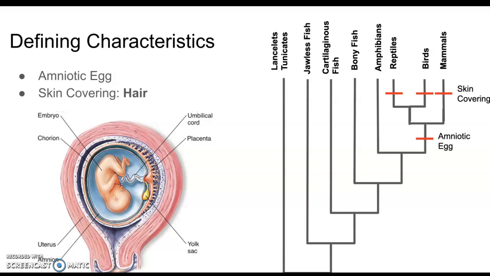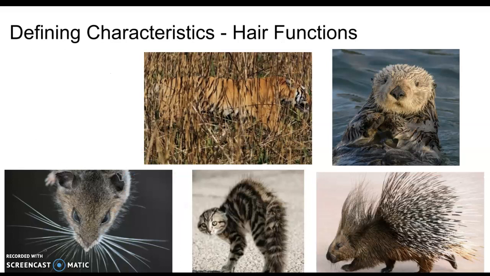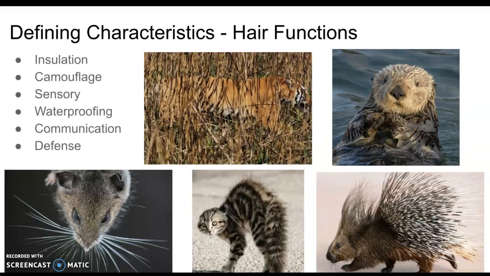They also have skin covering. Skin covering is hair, and that's very unique in mammals. This hair is used for different functions. One of the functions is insulation. Insulation allows the animal to maintain a constant body temperature, a cool one if it's hot, or a warm temperature if it's cold. Camouflaging, it also benefits in sensory.